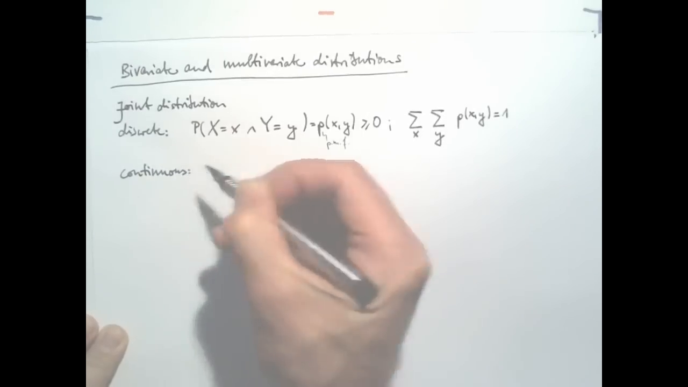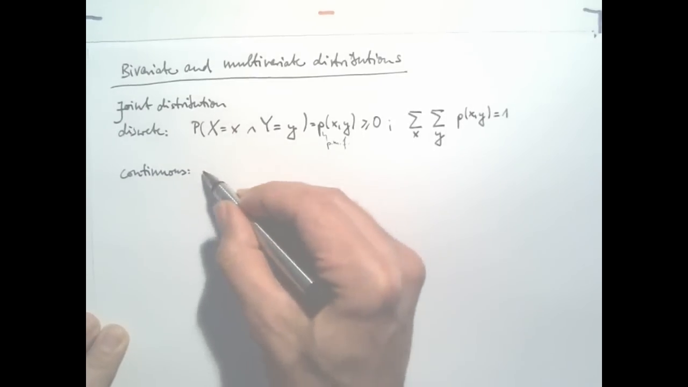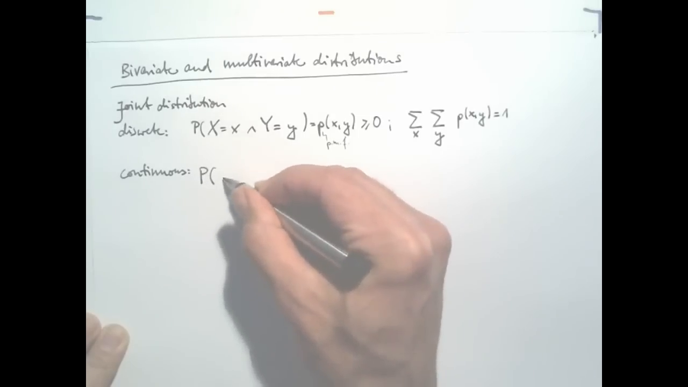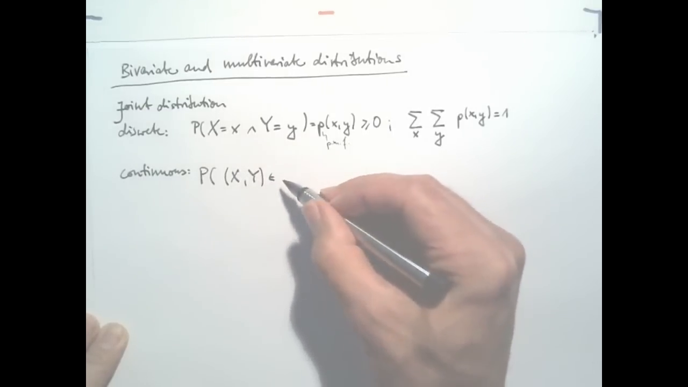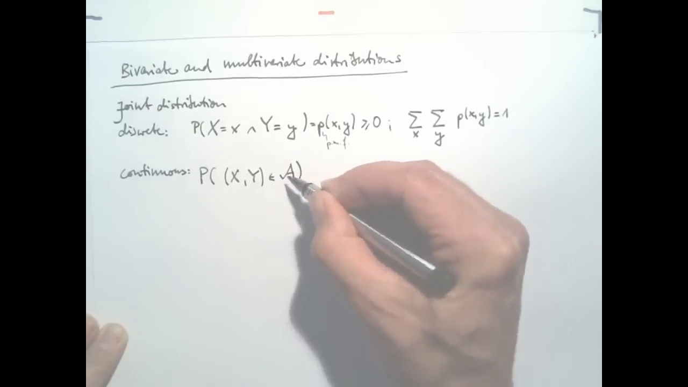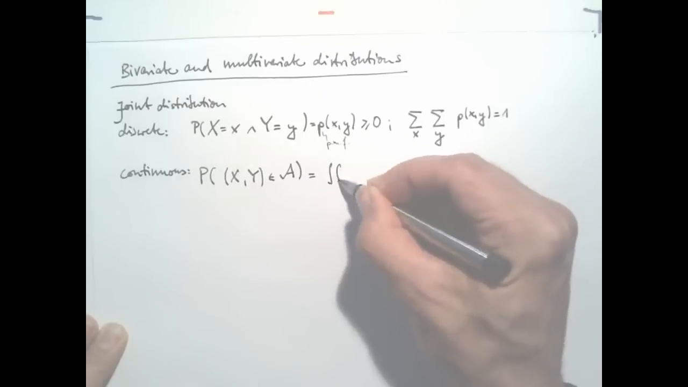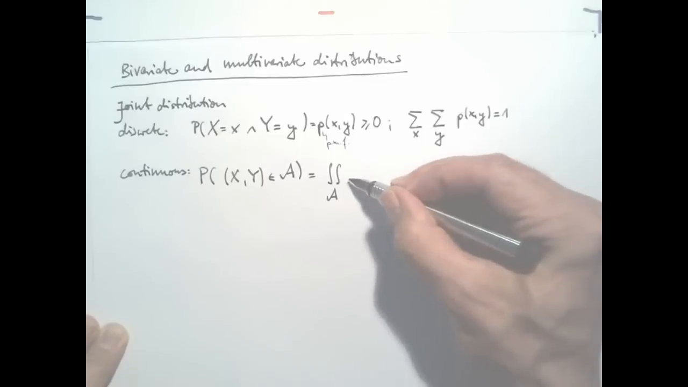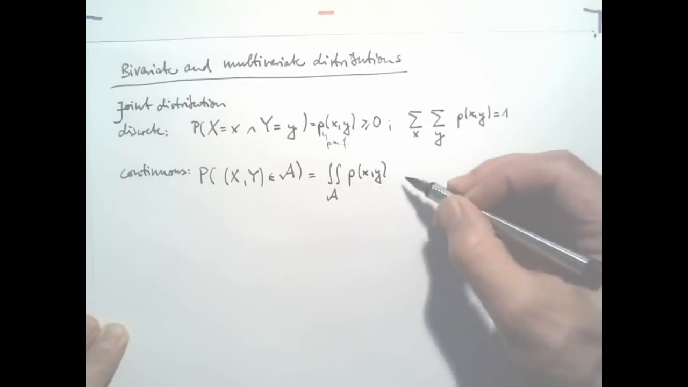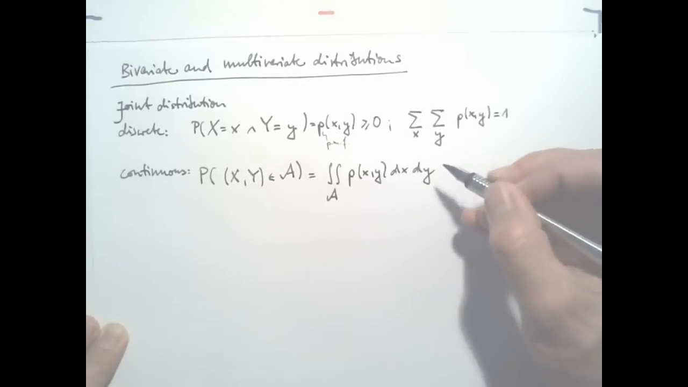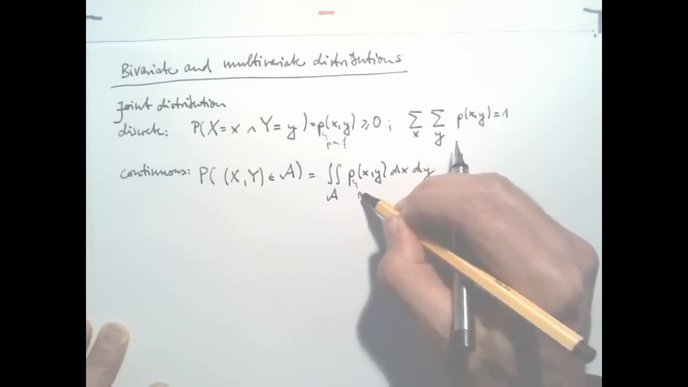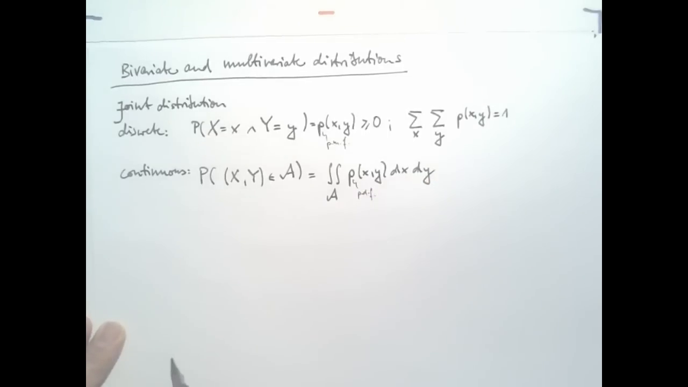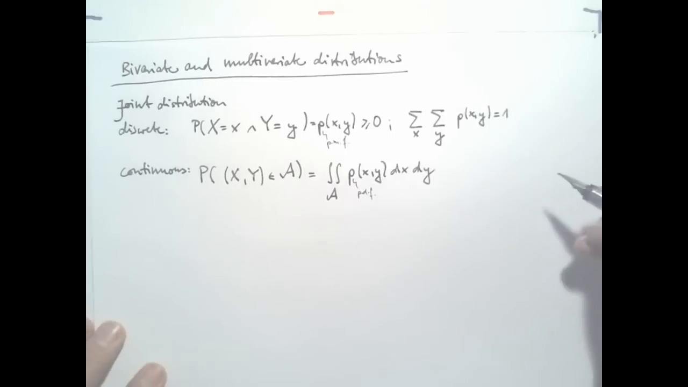In the continuous case, this is the probability that this pair of random variables x and y takes on values in some set A, and we obtain it by an integration over that set, where P is now a probability density function. And if A is the entire domain, then again this must sum up to 1.